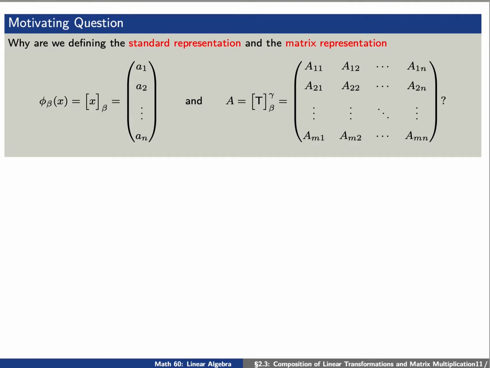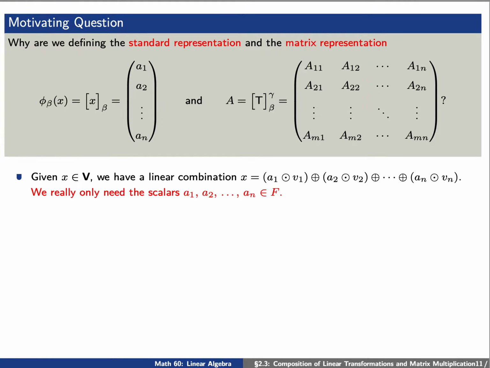But more importantly, let's stop and ask, why are we defining the standard representation and this matrix representation? Well, given a vector x in our vector space V, recall that we have a linear combination in terms of the basis elements in beta. We really only need to keep track of the scalars a1, a2 through a sub n. Those scalars form the standard representation phi sub beta.